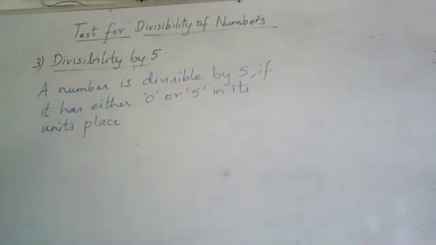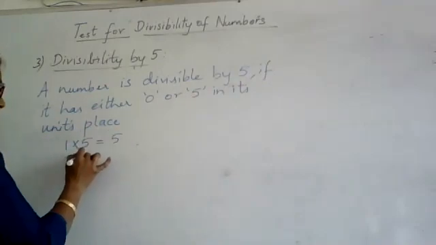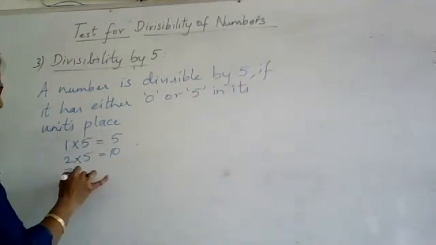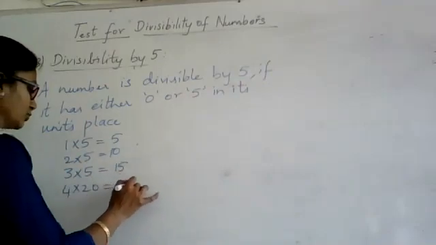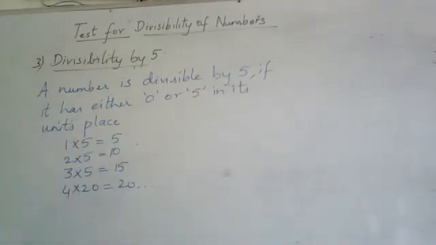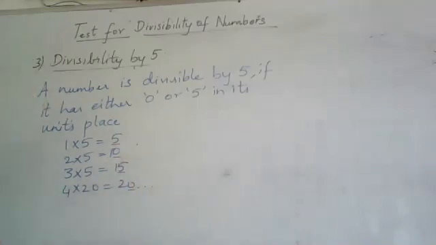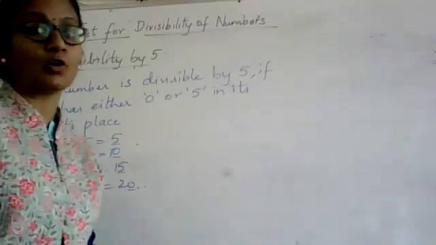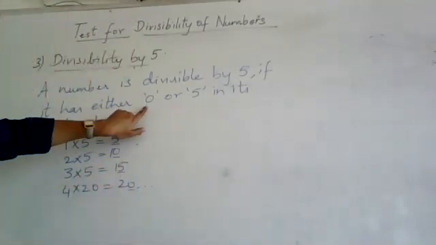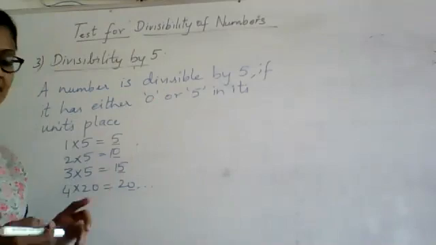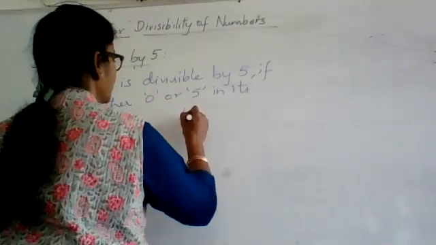So when you write the tables of 5, you will see 1 5 is 5, 2 5s are 10, 3 5s are 15, 4 5s are 20, and so on. It goes like this. Now look at the ones place in these numbers. Alternately, it is 5 and 0. That is why for the divisibility test of 5, you have to check 2 things. The ones place or the units place can either be 0 or it can be 5. So let us think of 4 more numbers here.